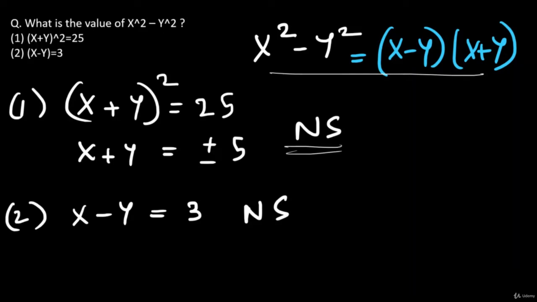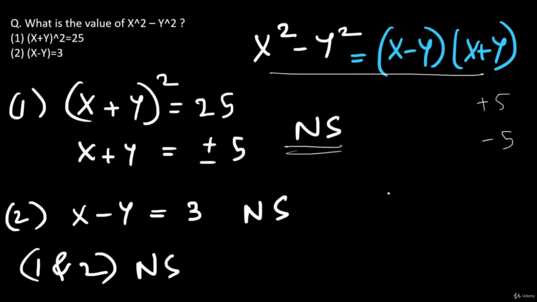What about statement 1 and 2 together? Statement 1 and 2 together also will not be sufficient. Can you tell me why? It's because over here you can see that x plus y can be plus 5 or minus 5, right? And x minus y is given as 3.